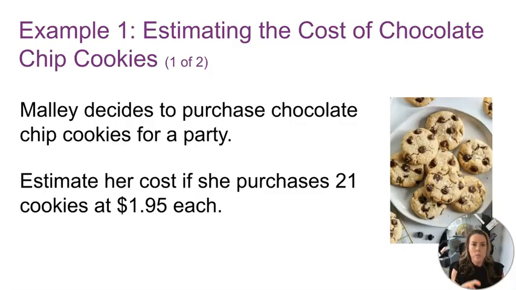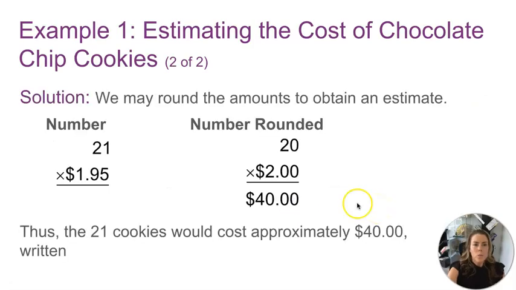So 21, what do we think? What could we round that to? Okay, probably 20, and $1.95. That's pretty close to $2, right? So when we do this, these numbers are now a lot easier for us to calculate without a calculator.